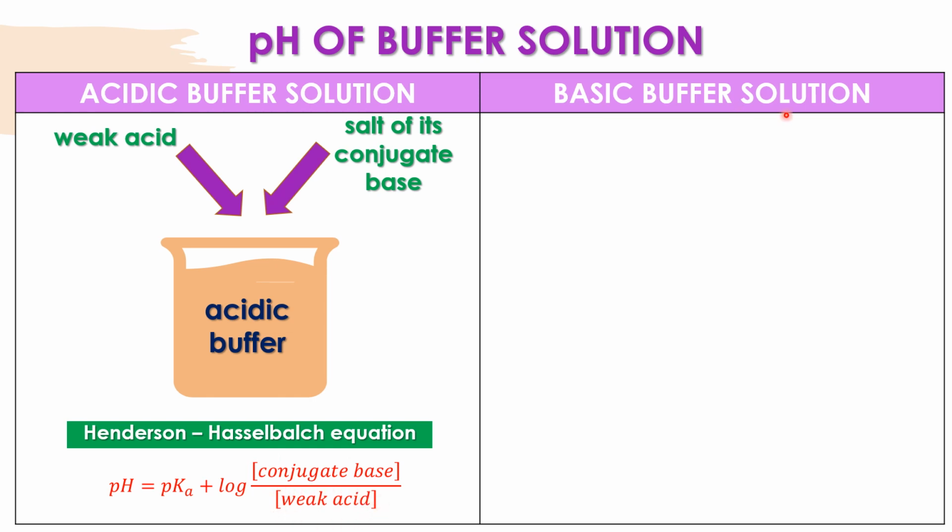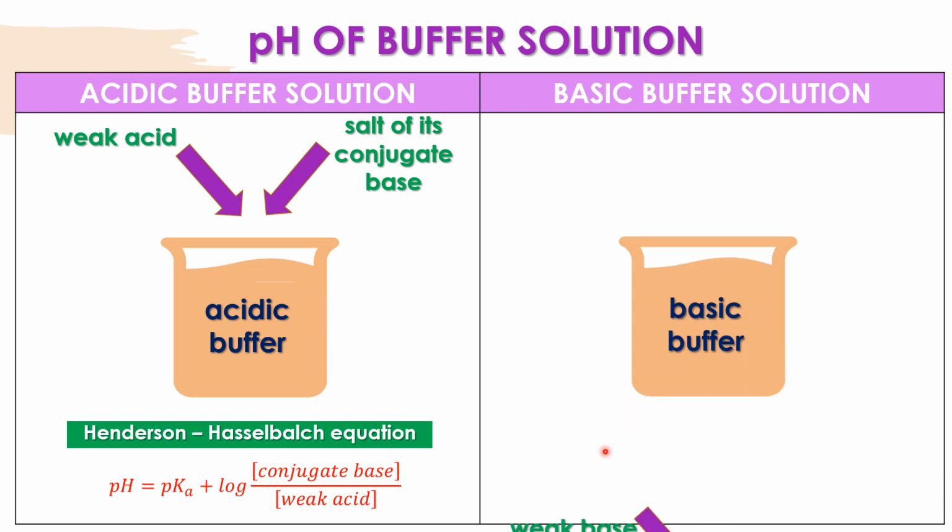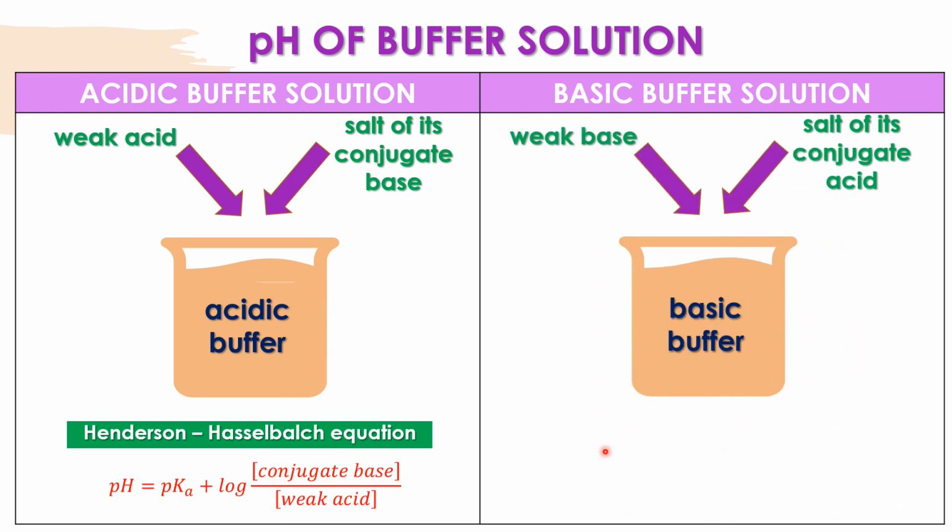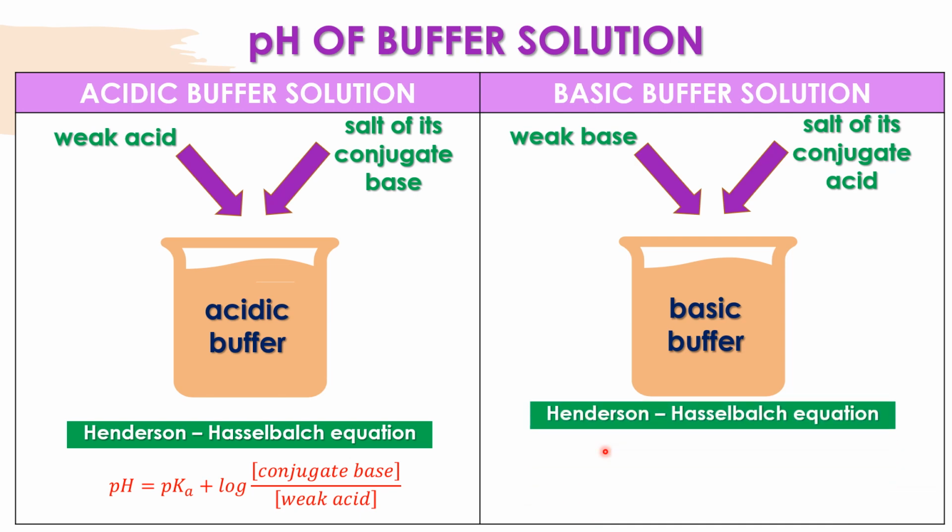Next is basic buffer solution. It is prepared by mixing weak base and also salts of its conjugate acid. So the Henderson-Hasselbalch equation for basic buffer solution is pOH is equal to pKb plus log concentration conjugate acid over concentration weak base. So now we have the value of pOH. To calculate the value of pH, we will use pH plus pOH is equal to 14.